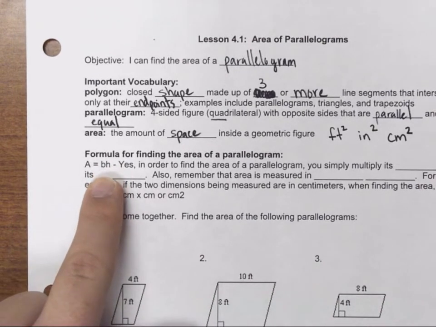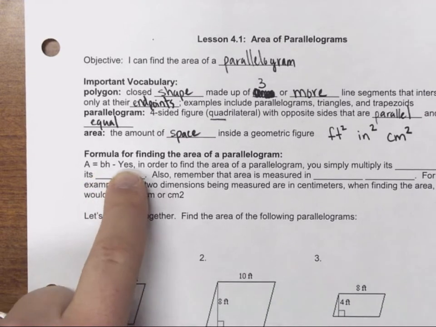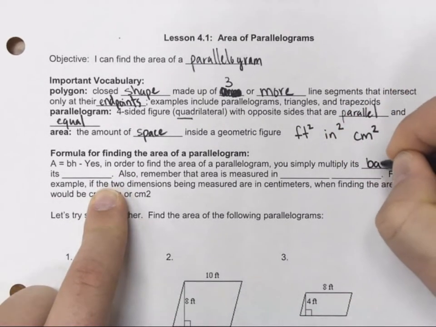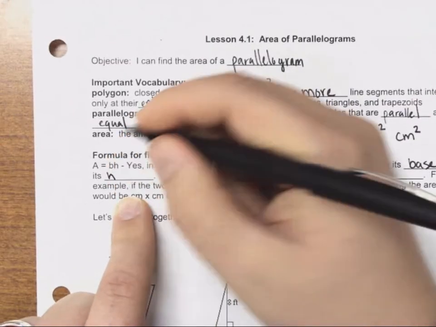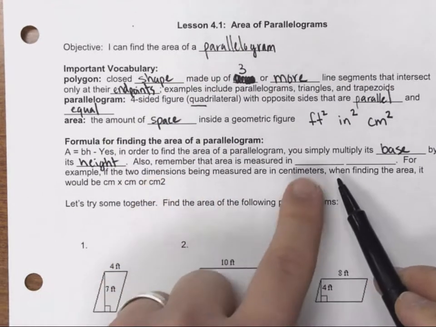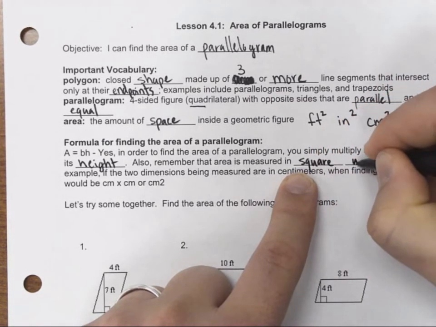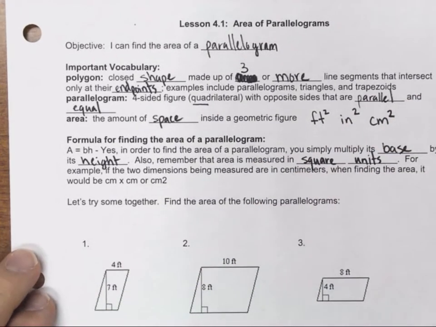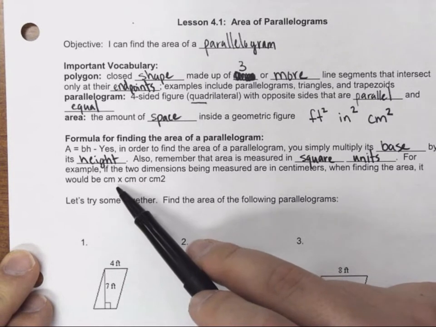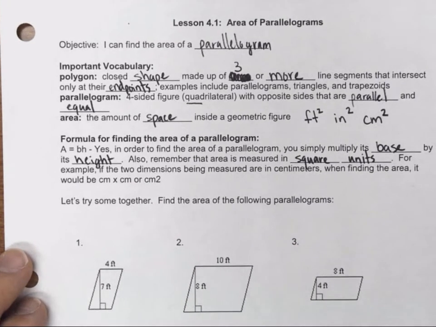Formula for finding the area of a parallelogram. Area equals base times height. Okay, B times H. Yes, in order to find the area of a parallelogram, you simply multiply its base by its height. Also, remember that the area is measured in square units. For example, if the two dimensions being measured are in centimeters, when finding the area, it would be centimeter times centimeter, or centimeters squared. So our answer is going to end up being in centimeters squared.